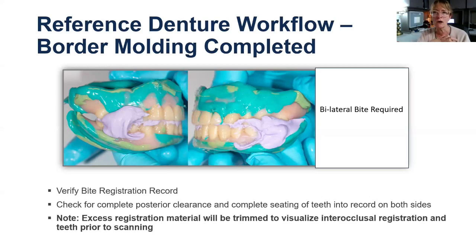registration. So with all of the scanner systems, I say all, there might be one out there that does not require a bilateral bite, but for the great majority of all the scanners I've worked with, and that's probably about 10 across the board, a bilateral bite is required when scanning full arches or full dentures for new prostheses.